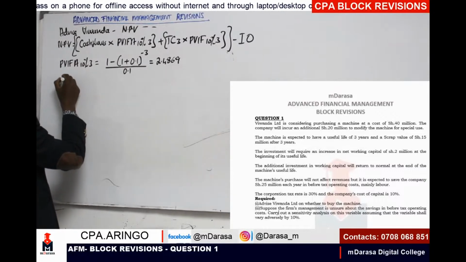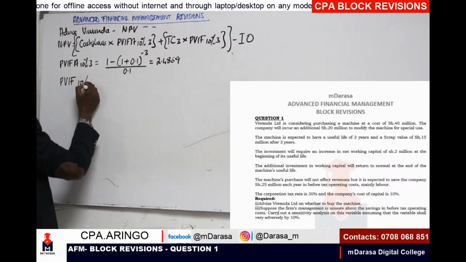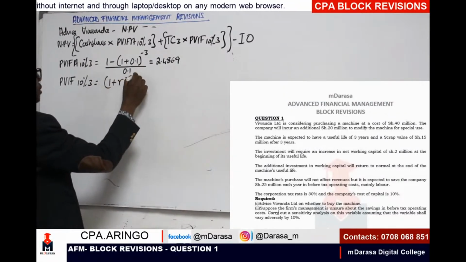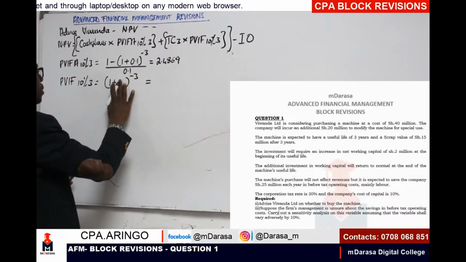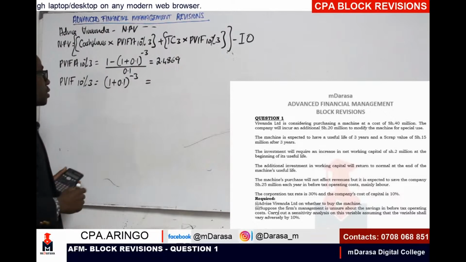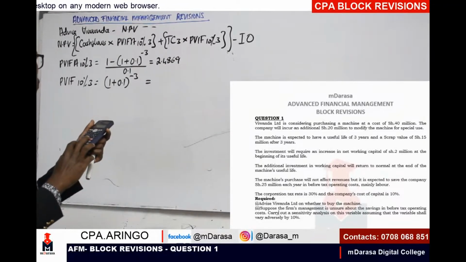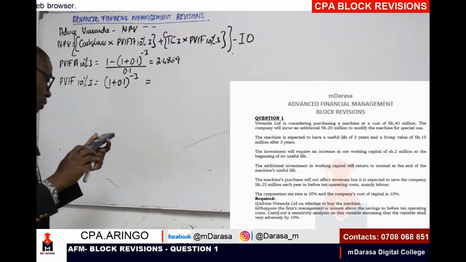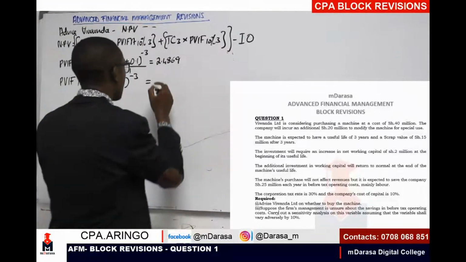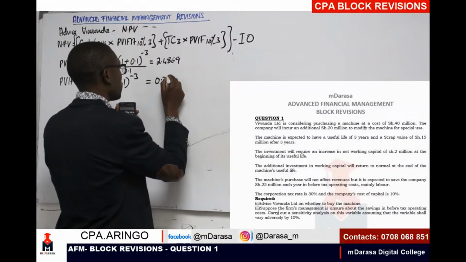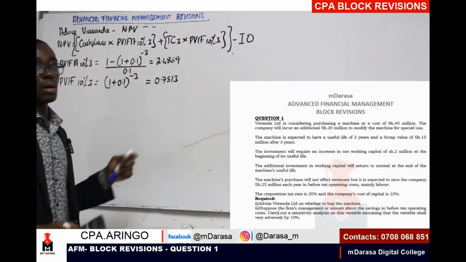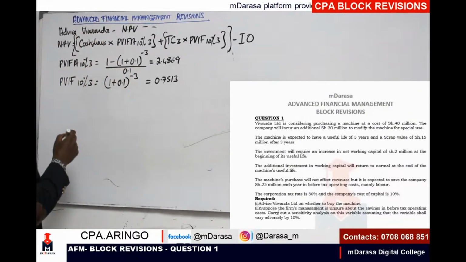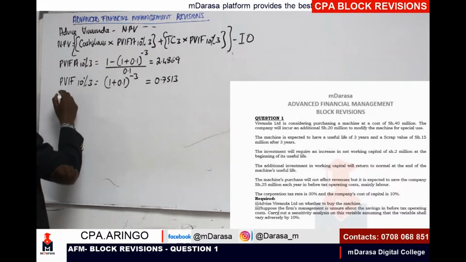The other item, present value interest factor given 10% in 3 years, should be 1 plus R raised to power negative 3, which is 1 plus 0.1. That should give us 1.1 raised to power negative 3, to give us 0.7513. So we've determined our factors.